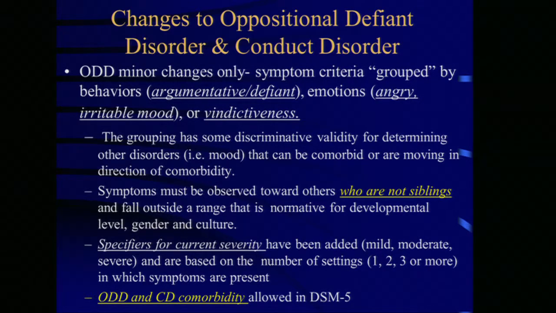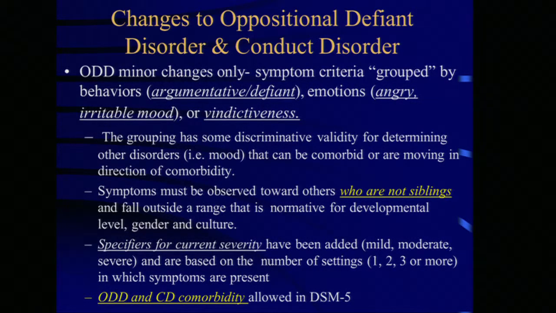Symptoms must be observed toward others who are not siblings and fall outside a range that is normative for developmental level, gender, and culture. So you may think of some siblings that you had, and you may think, oh, wow, they acted this way toward me. Okay, normative. I also want to caution that we need to be careful not to just assume that just because they're siblings, it isn't abusive behavior. There's a lot of sibling abuse. So we need to check that out first.